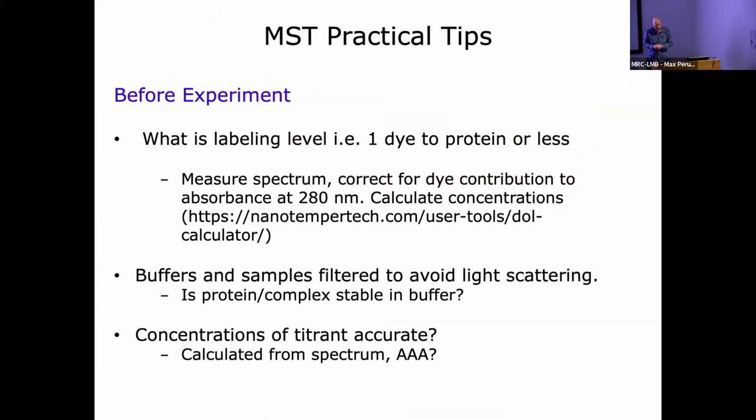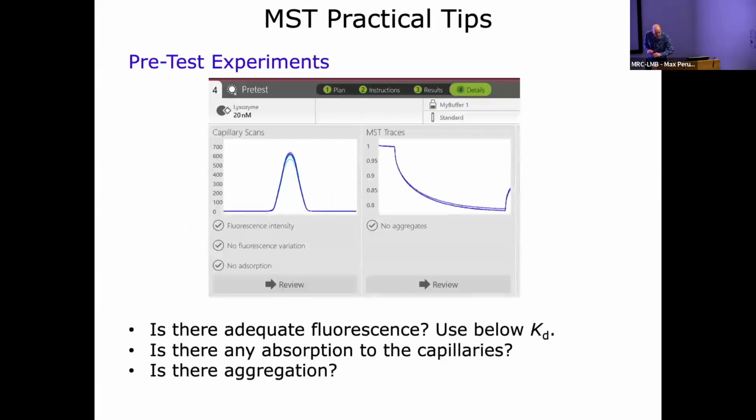Right. So the nice thing about the MST is it's very, very easy to use, and it can tell you whether your assay is going to work or not. The downside, of course, is you have to label one of the components. So it's very important that you get one dye or less to the protein, make sure you know what the concentration is, correcting for the fluorophore absorbance at 280. You also need to use nice buffers so you don't get any scattering. Obviously, everything should be accurate.